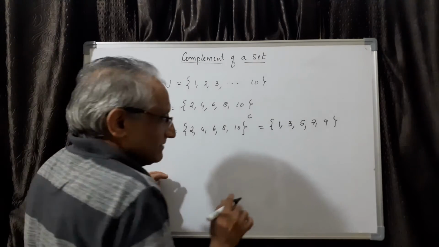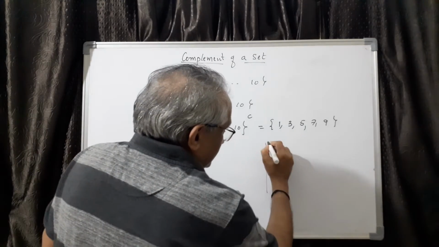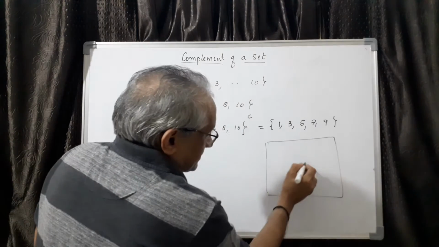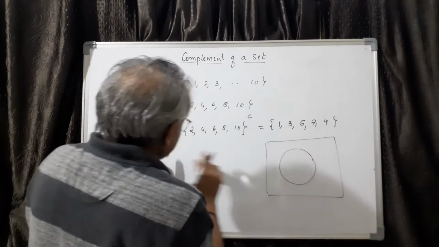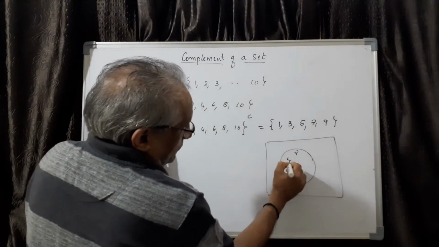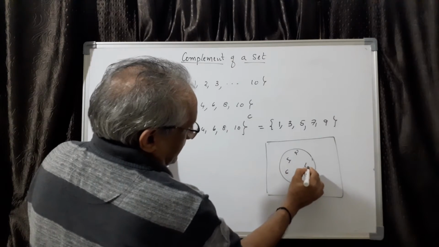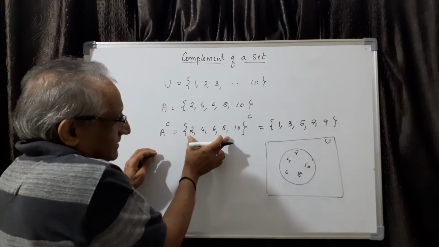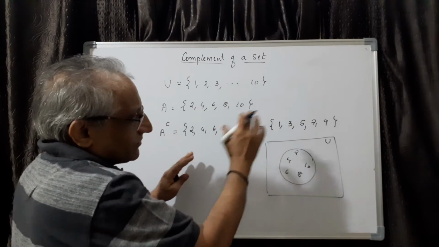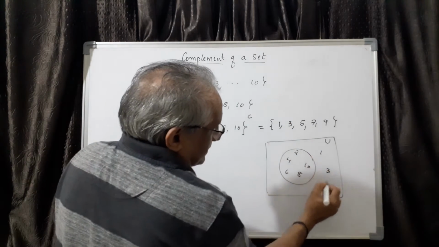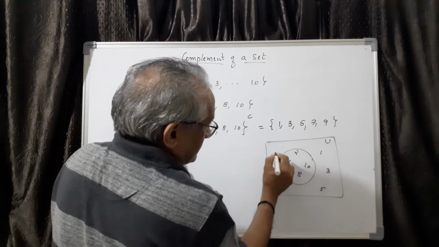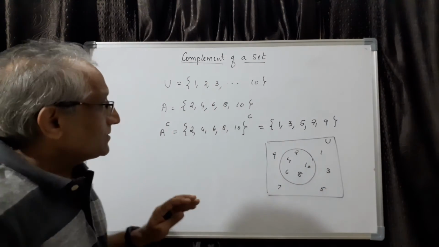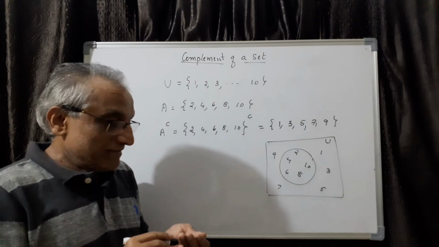Even in terms of a Venn diagram, if you want to write, this is the idea. See, this set is 2, 4, 6, 8, 10. And this is U. Whatever is here, you should not write. That means it's outside. Say it is 1, then 3, then 5, then 7, then 9. You can write anywhere. So that is the meaning of complement of a set.